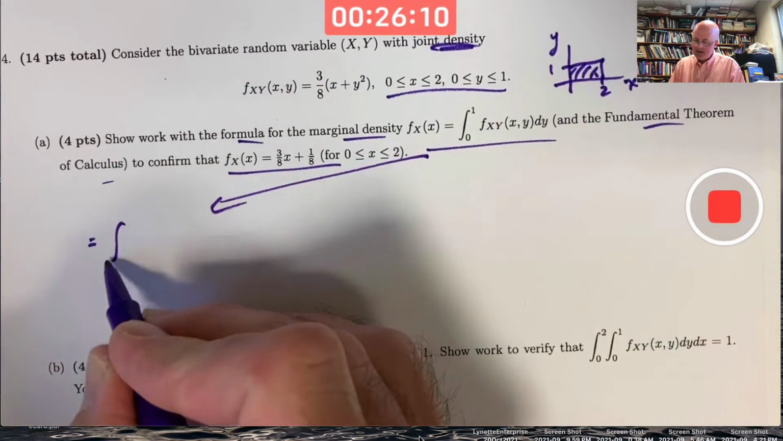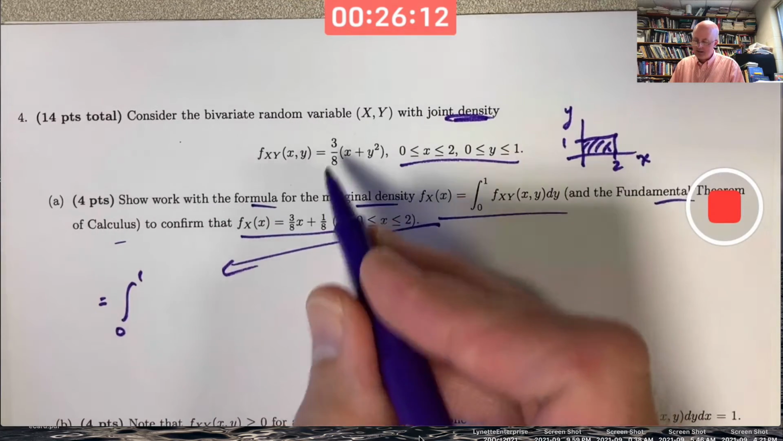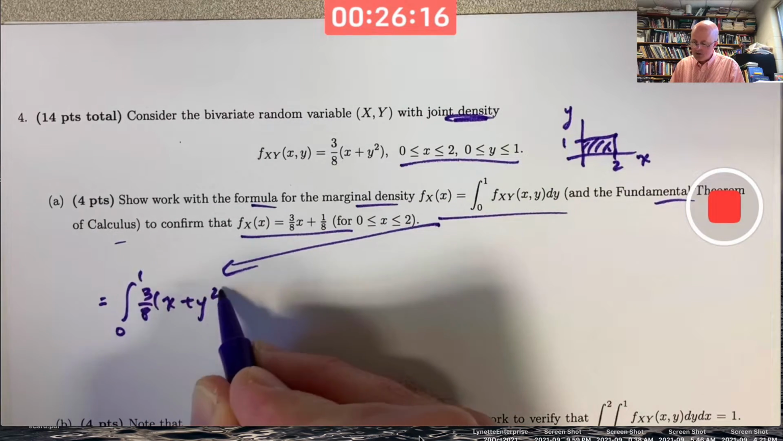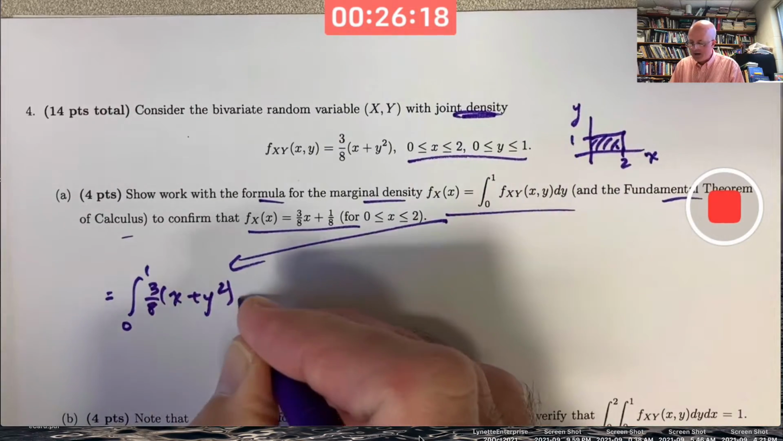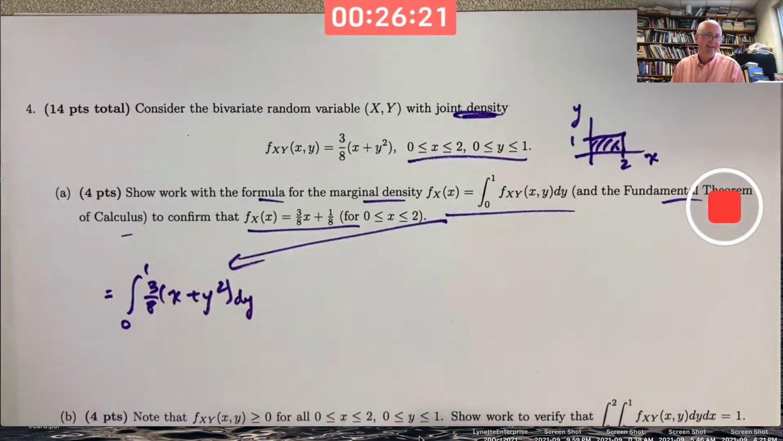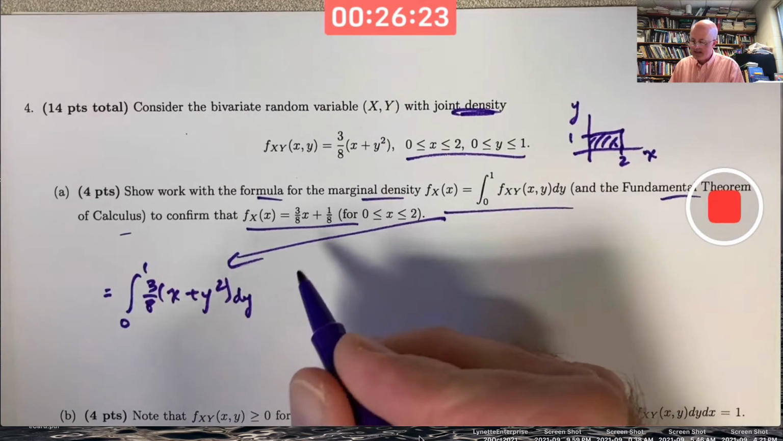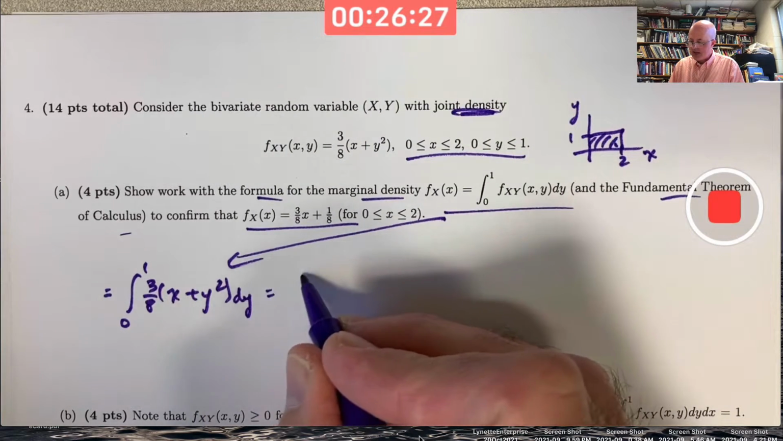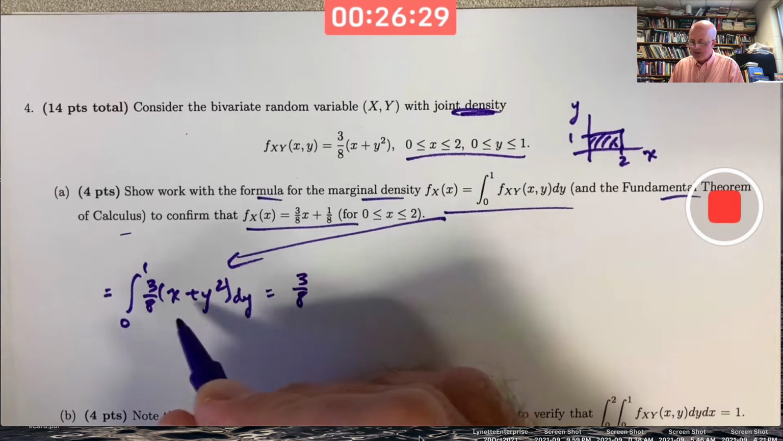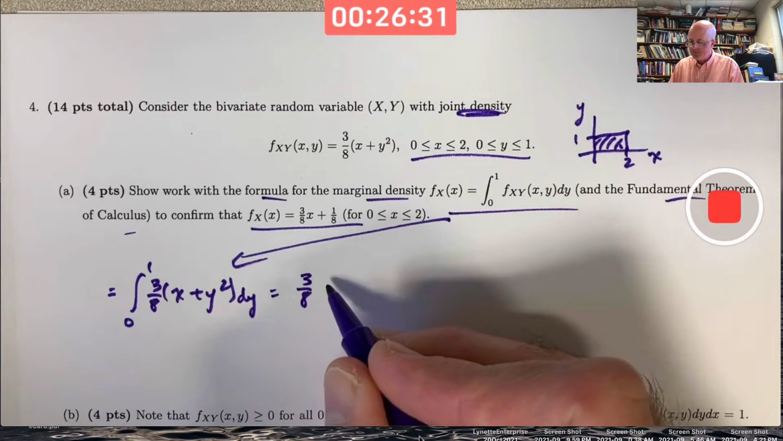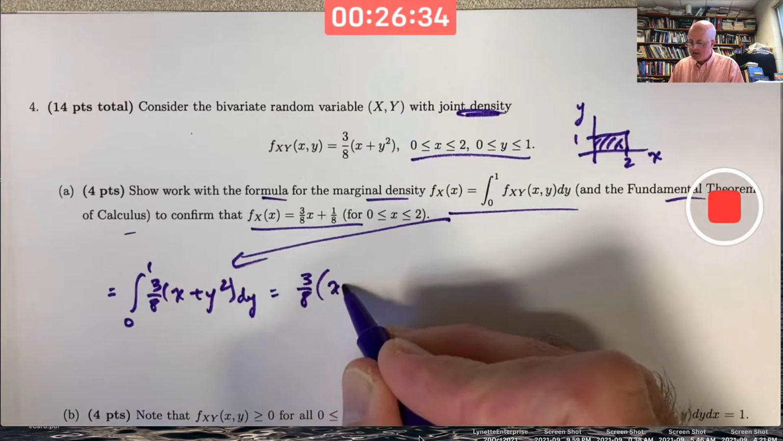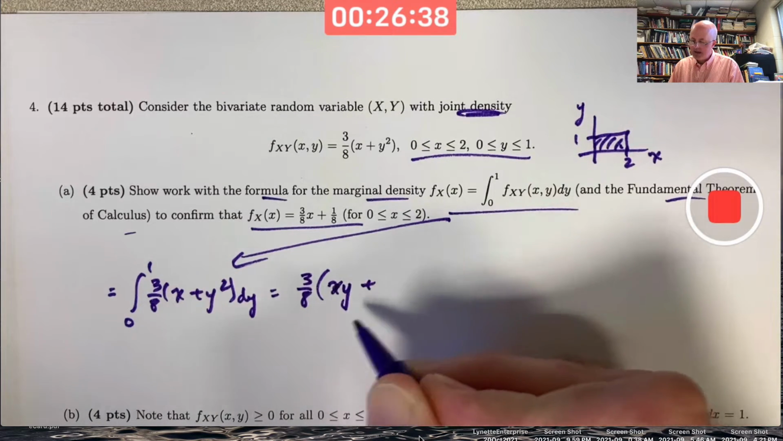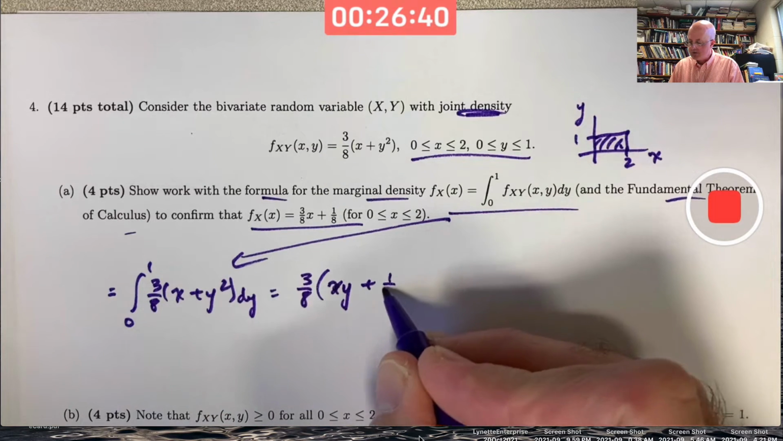So we need to integrate this joint density, 3/8 times x plus y squared, with respect to y. We're integrating out the y, treating the x as a constant. That's the trickiest part about this. Treat the x as a constant. Bring the 3/8 out front. Integrate x with respect to y. You're going to get xy. And treating x like a constant, integrating y squared with respect to y gives you 1/3 y cubed.